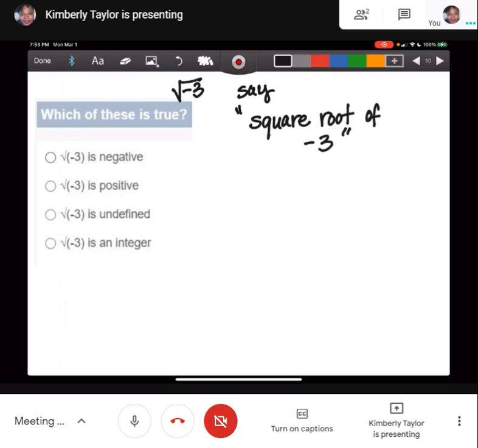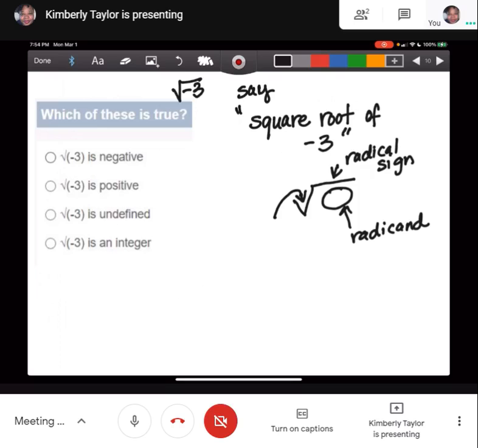Okay? And just so you know, this is the radical sign. Usually the information on the inside is called a radicand. And yeah, that's pretty much all you need to know right here. And then of course you have your degree here. Is it called degree? I'm getting my terminology mixed up. Your index. This is the index number.